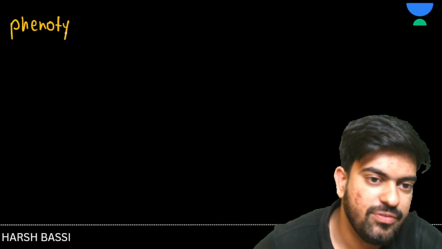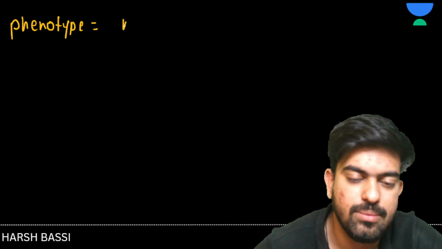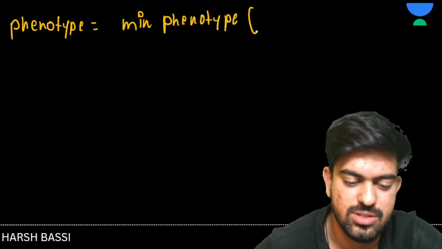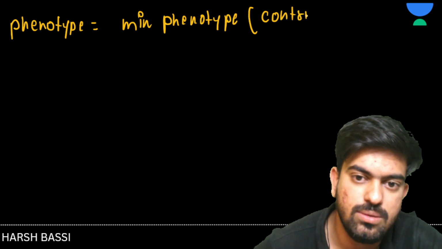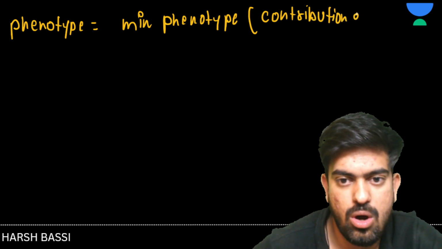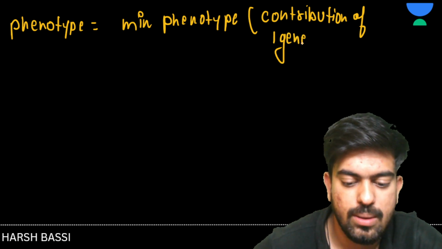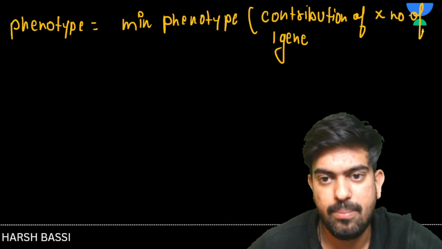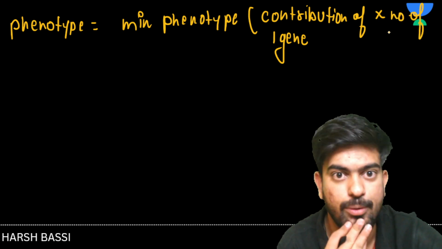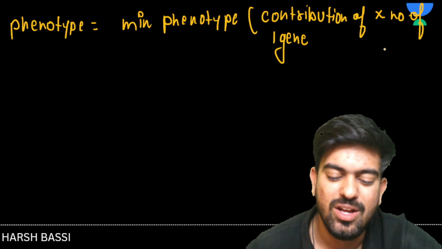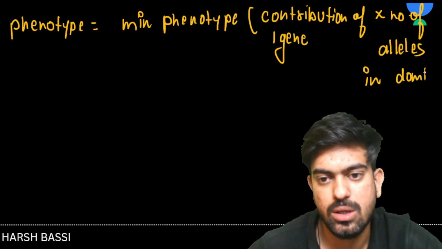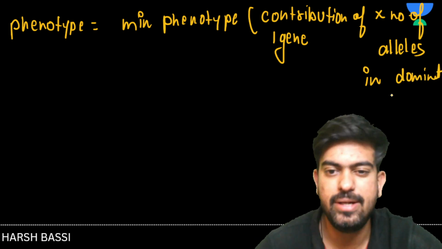Now, how to calculate the phenotype, sir? See, now phenotype, how we will calculate. So what you have to do is minimum phenotype, you have to write minimum phenotype. You have to learn the formula for this, right? Plus contribution of one gene multiplied by number of alleles in a given genotype. I wrote it wrongly, no problem. Number of dominant alleles in the genotype.